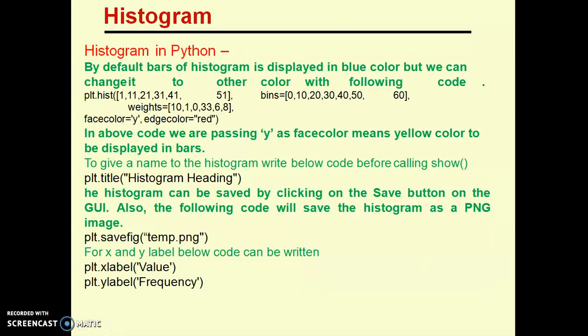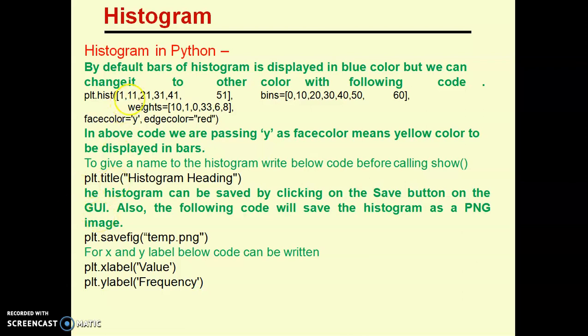Now there are various things that we write. plt.hist, this thing I told you. Now face color is to change. If I take it as Y, it is yellow. Face color means the color inside the boxes. By default it is blue.